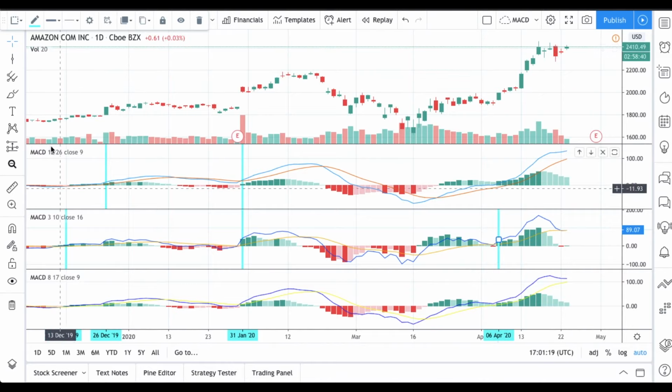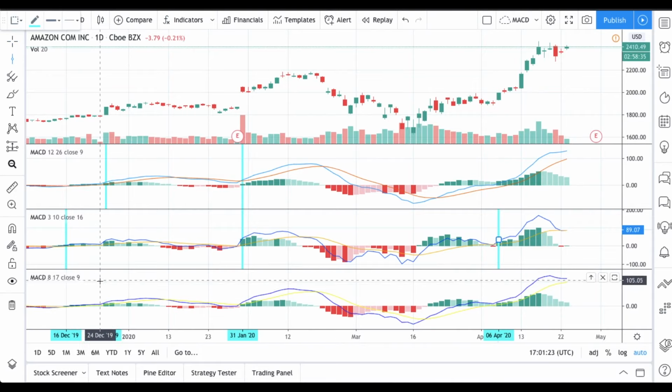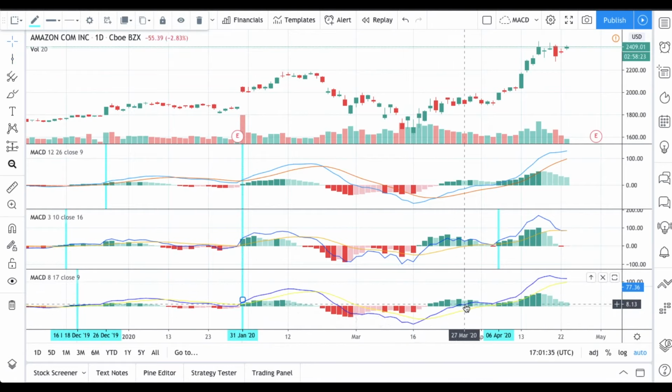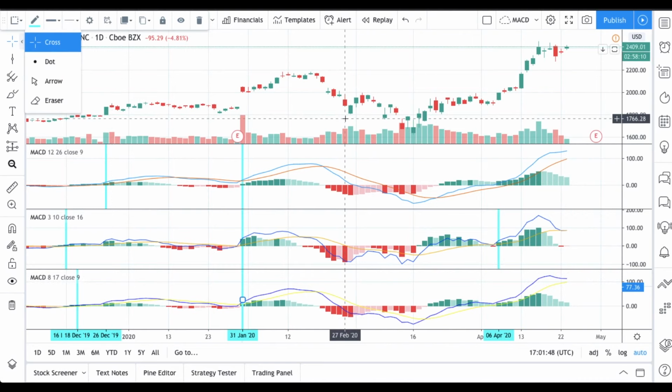Okay, so let's have a look at the 8, 17, and 9 settings. Let's have a look here. Right around here would have been an entry. This would have been an entry for me right around here as well. And again, no entry here because the only crossover was here. And if you use other indicators, you might have gone in at another time as well. But the MACD signals that I use would not have got me in there.